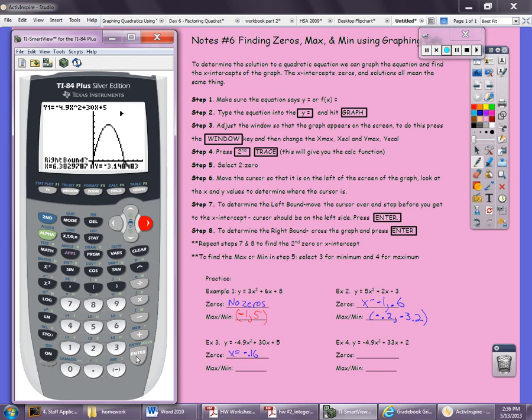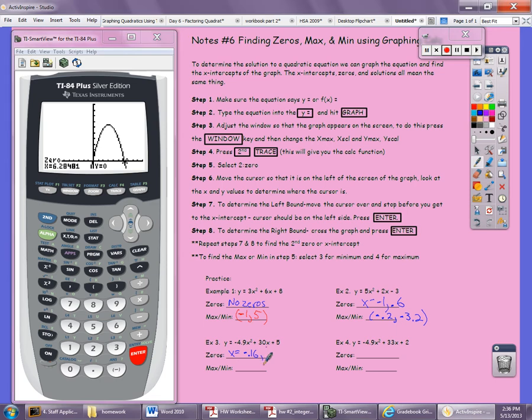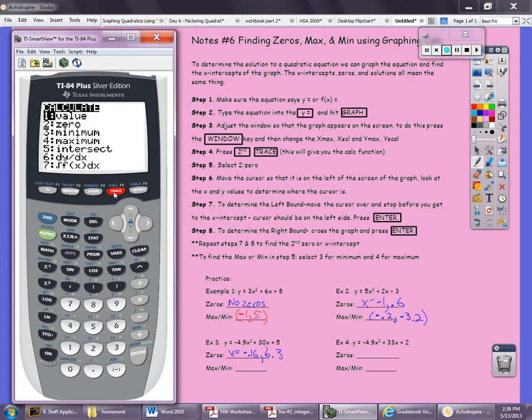And once we do that, now we're at right bound. We hit enter, and we get a 0 of 6.28, so I'm going to say that's 6.3. So we have our two zeros, negative 0.16 and 6.3. And then this has a maximum value, so maximum is second calc.